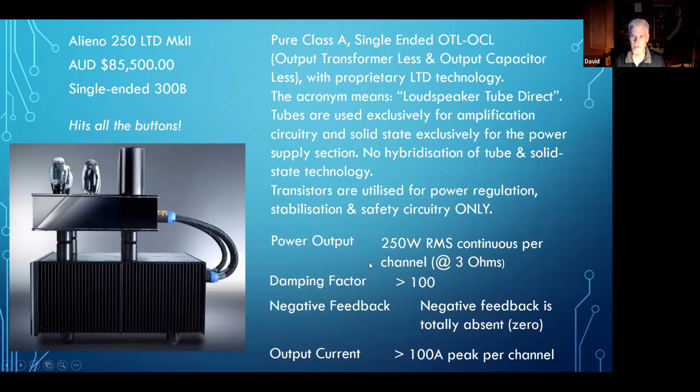Power output 250 watts into 3 ohms. Damping factor greater than 100. Negative feedback is non-existent. An output current of more than 200 amps, or more than 100 amps. Well, a 300B might have a current capability of a quarter of an amp, maybe. So what's going on here?